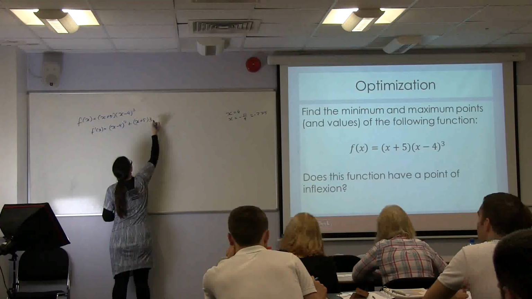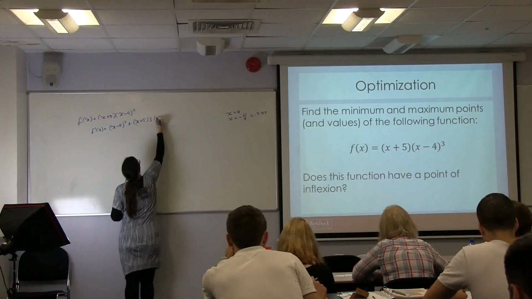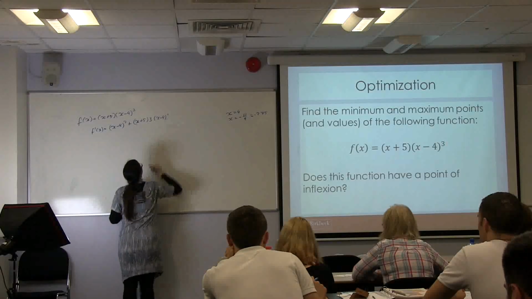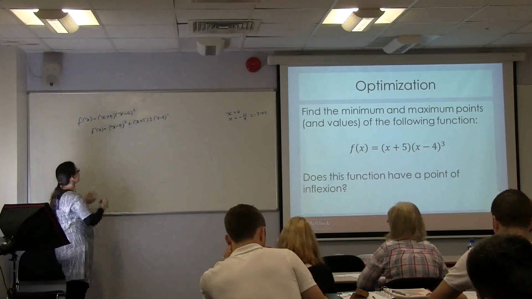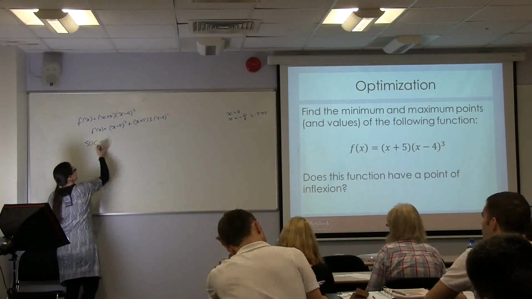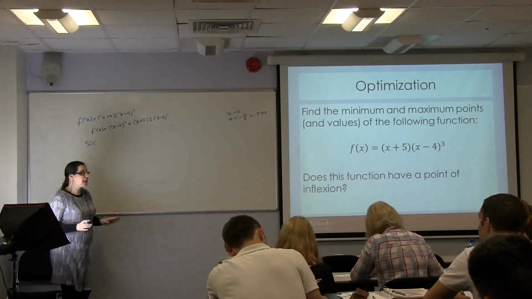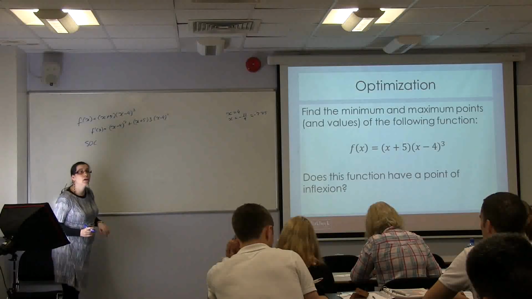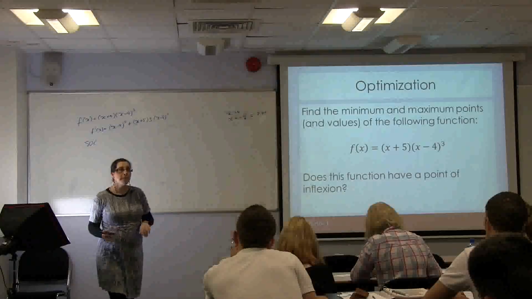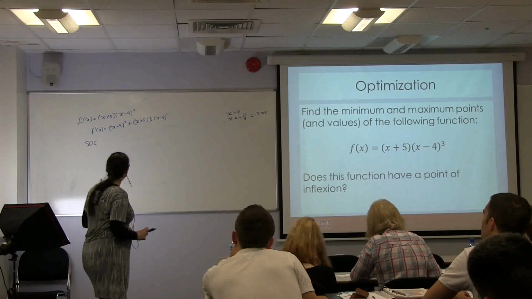Cube. 3. Oh, 3, sorry. Then times x minus 4 squared. Okay. Right. So that was the first order derivative. Now we need to check for the second order condition to see if either of those points are minimums, maximums, or points of inflection. Is it not better if you use the x minus 4 squared, 4x plus 11?